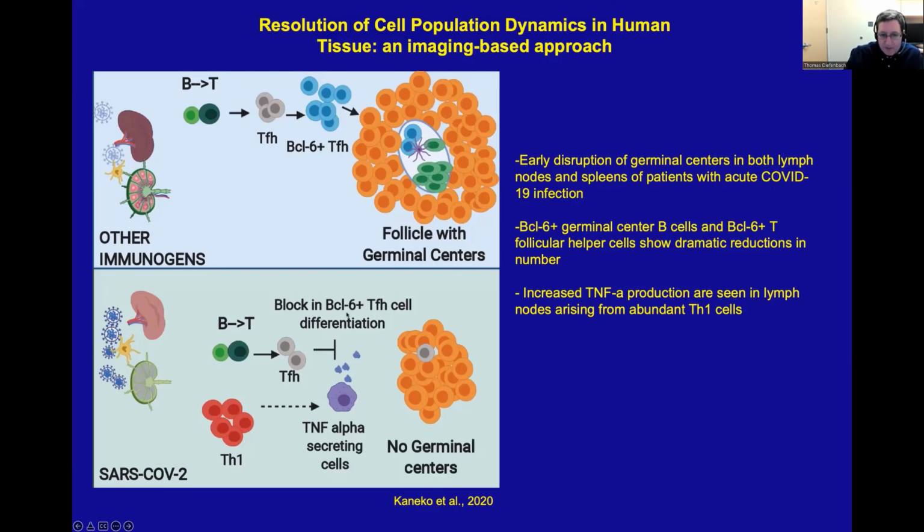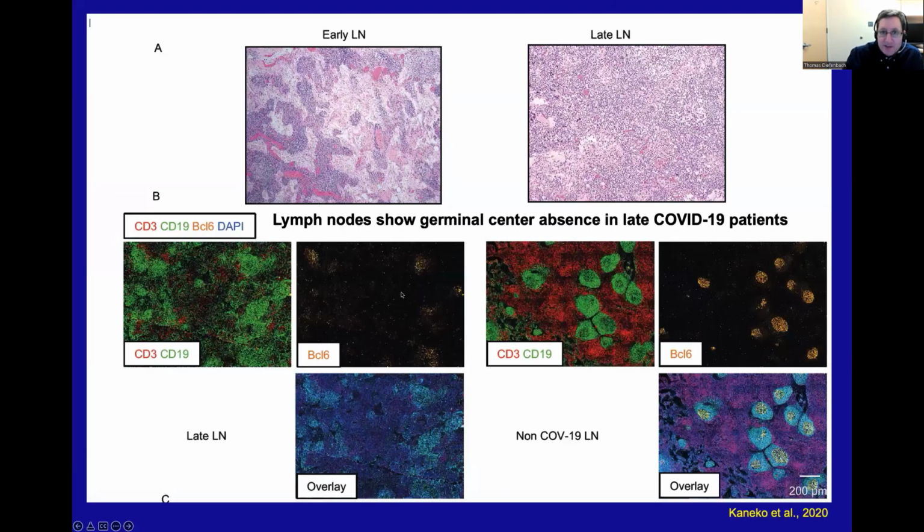And so this is just the model from the paper on the left side, showing on the top that normally the germinal centers form with a very distinct distribution and organization, whereas in COVID-19 there's a reduction in the BCL6 cell differentiation, increase in TNF-alpha production, and then a disruption of germinal center formation. And so you can see it histologically, even in bright field images. Early on in the disease, or in control patients, there's very little disruption, whereas in those that had succumbed to COVID-19, there's quite a distinct absence of germinal centers in the lymph nodes.